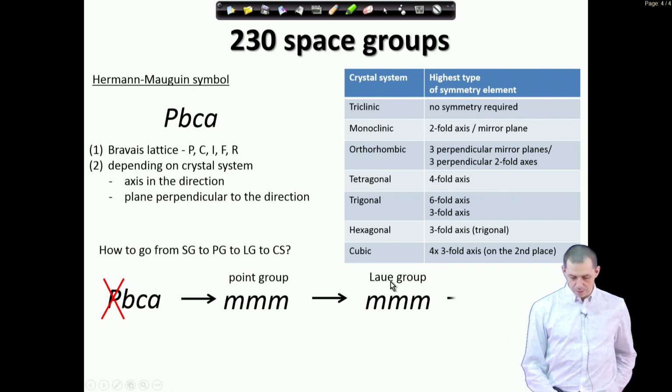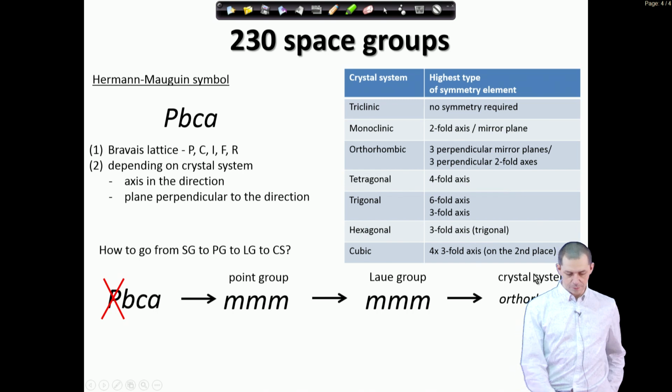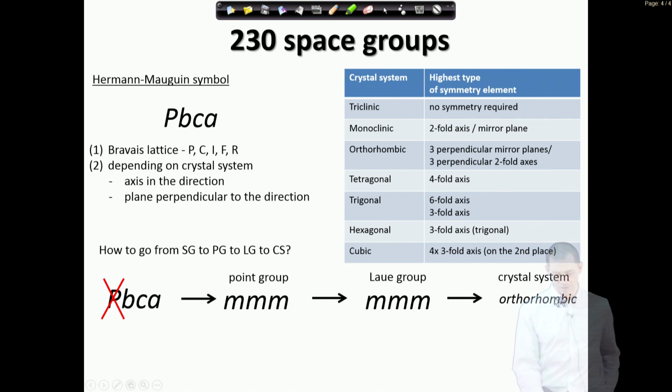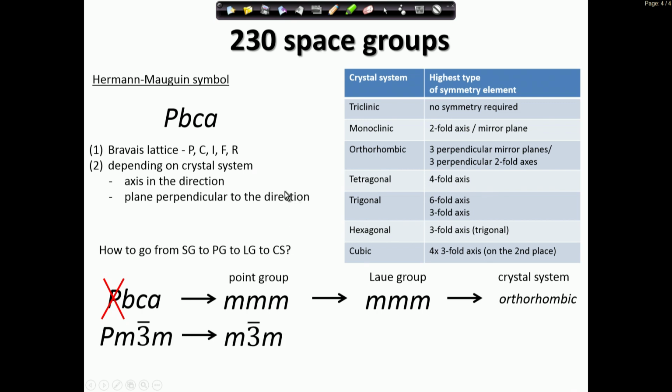And then going to the crystal system from the point group or Laue group is through this table. So you just check the number and order of the highest symmetry elements, and that allows you to recognize the crystal system. Another example, Pm3̄m. Again, this is a very simple example. We discard the Bravais lattice symbol. There are only m's, no other letters. And again, looking at the table, you would see that this is a point group with inversion center, so that gives you also the Laue group. And because there is a 3 in second place, this is a cubic crystal system.